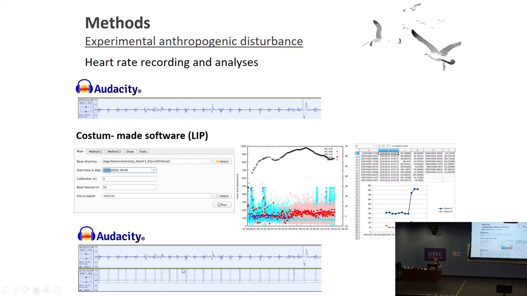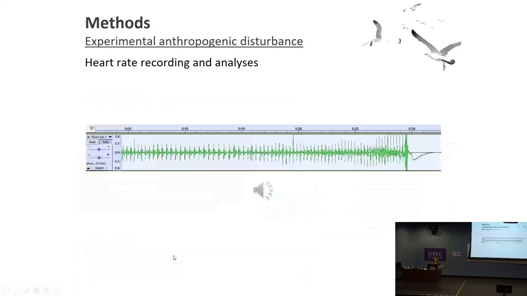Now we are using an even more sophisticated egg that also has an internal temperature sensor so that we can study the incubation temperatures. So this is what the heart rate of an incubating gull looks like. Eventually, it flew off when we approached the colony.